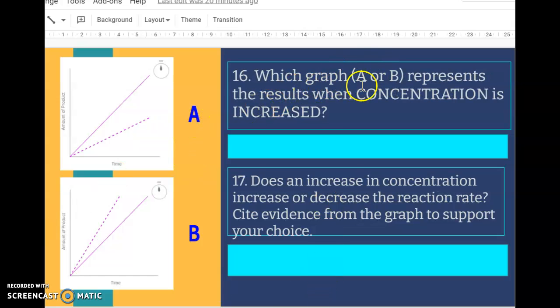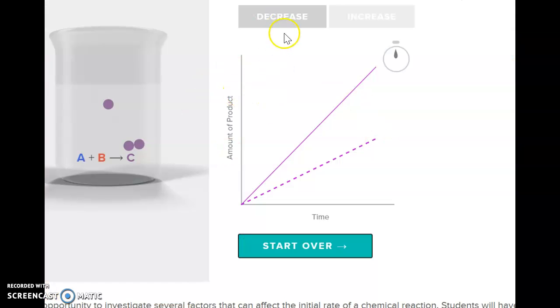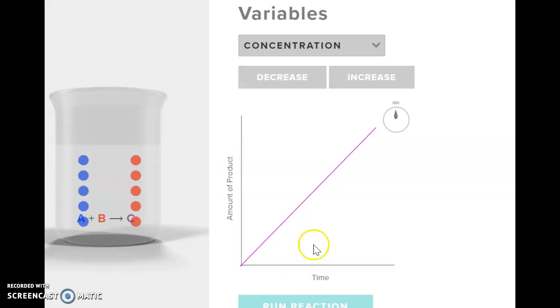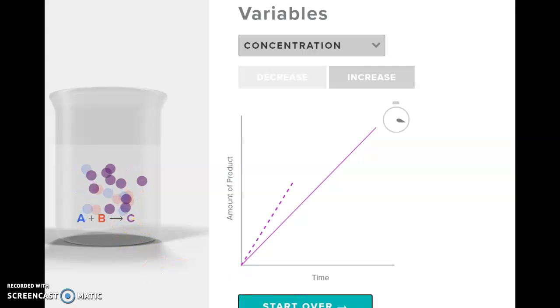12, we're going to look at increasing concentration and if that affects our reaction rate. So you'll just go back to your tab. We're still on concentration variable. We want to hit start over at the bottom. And this time you want to hit increase. We've done decrease. You're going to hit increase concentration. So we have more particles in the same amount of space. And we're going to run that reaction.